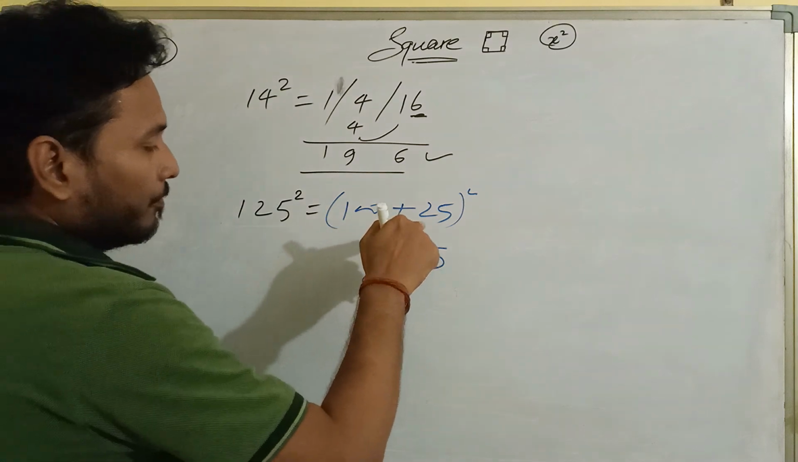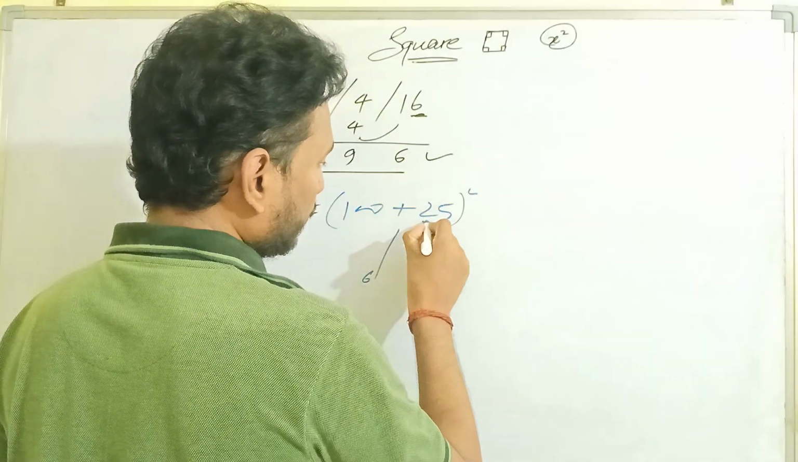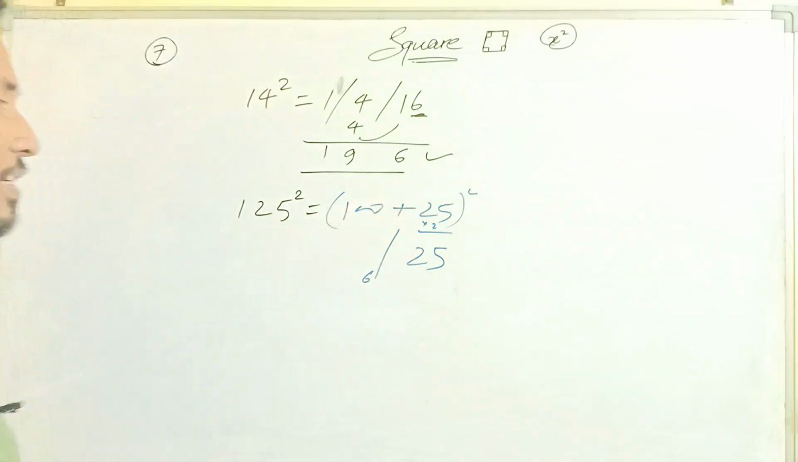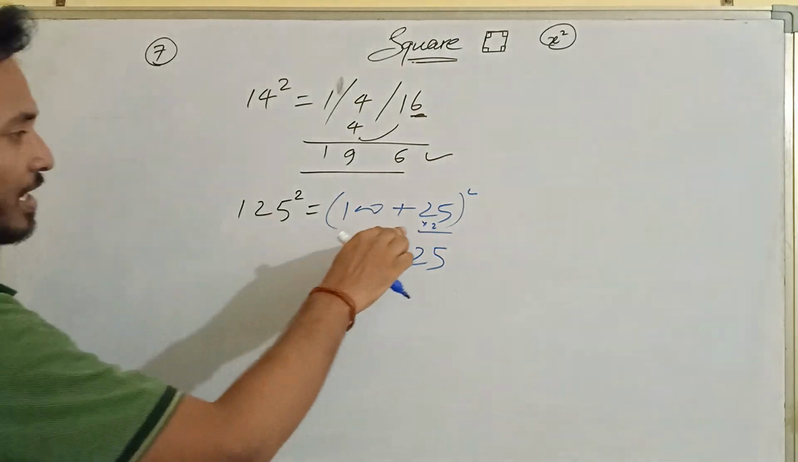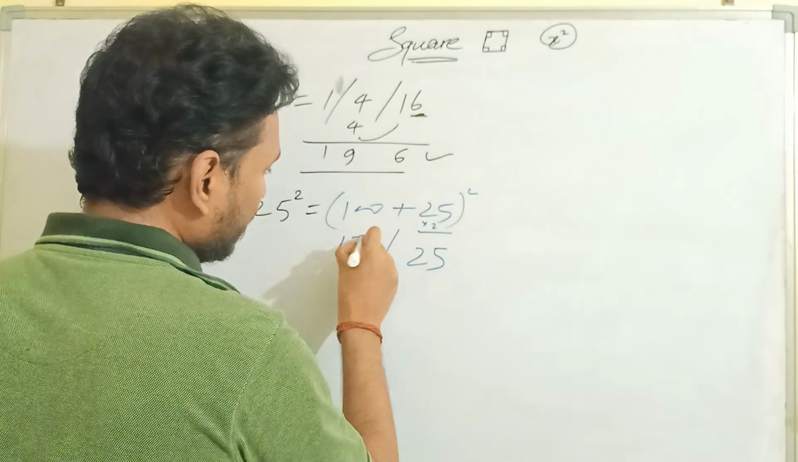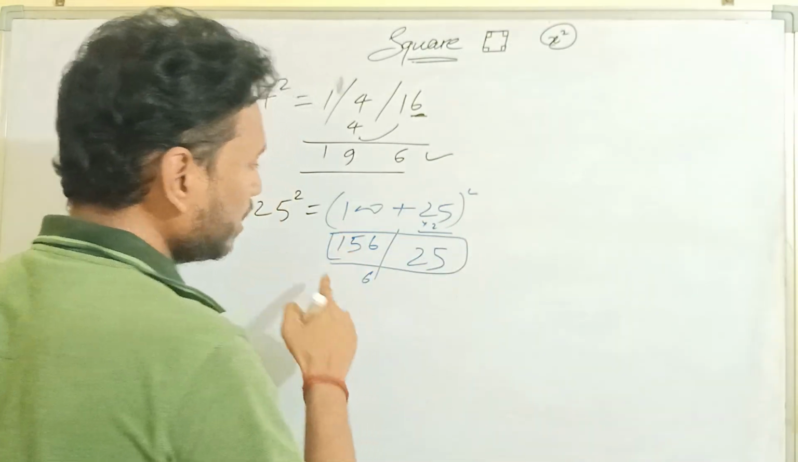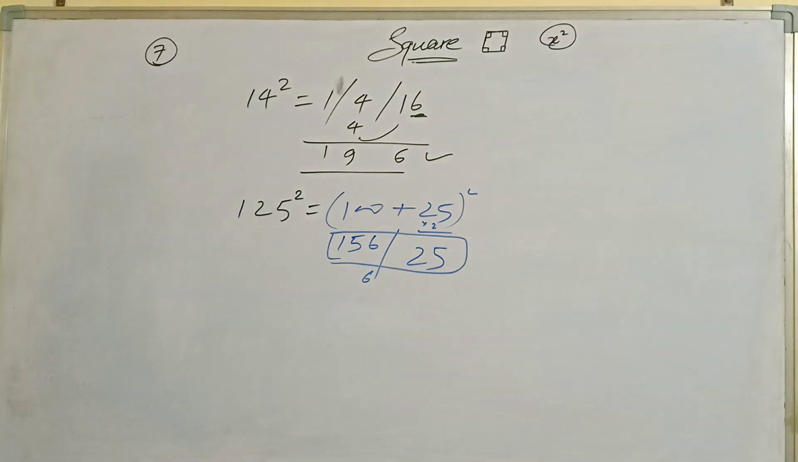Now, we should multiply by 2. This will be 50, 150. 150 and 6, it will be 156. So this is the answer. 15625 is the answer.